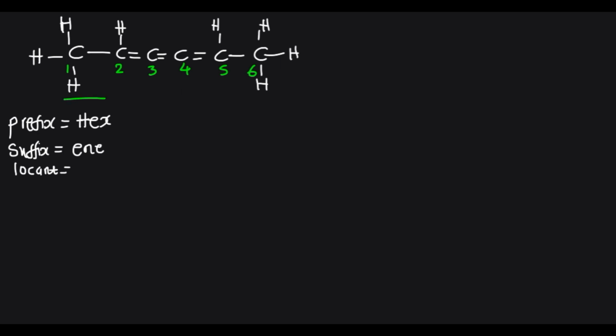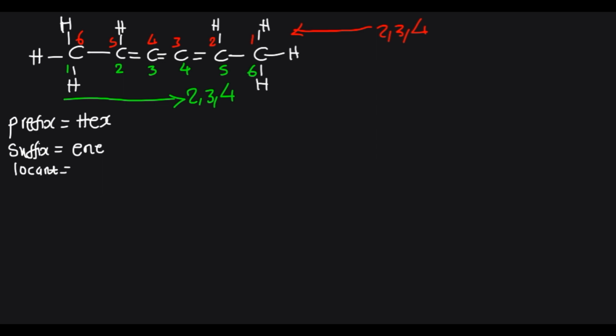So if we number it from this side, we can see that the first double bond is on carbon number 2, the second on carbon 3, then the third double bond on carbon 4. Now let's try the other direction. So consider 1 2 3 4 5 6. If we number it in this direction, the first double bond is on carbon number 2. So it's 2 comma, then we have 3, then also we have 4.